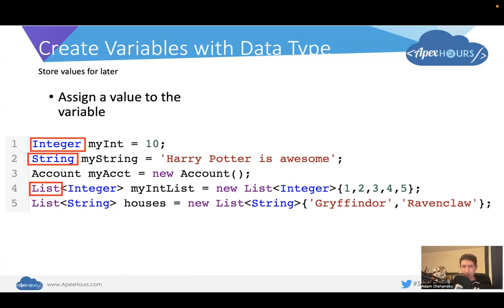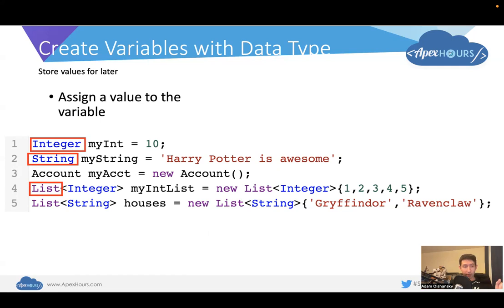In line 2, we're going to have another variable. This is going to be of type string. String is just text, right? A string of characters. So we have a text value called myString, and we set it equal to the value 'Harry Potter is awesome', which I think it is at least. And we see 'Harry Potter is awesome' is in single quotes, but the entire string is assigned to our myString variable.